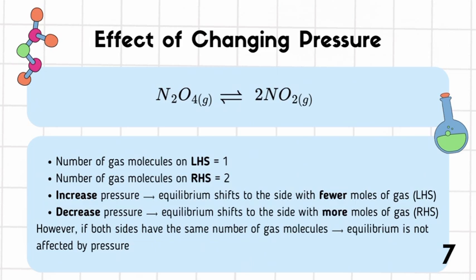For example, N2O4 is in equilibrium with 2 moles of NO2. On the left, there's 1 mole of gas. On the right, there are 2 moles of gas. If pressure increases, the equilibrium shifts to the left towards fewer moles of gas. If pressure decreases, equilibrium shifts right towards more moles of gas. If both sides have the same number of gas molecules, pressure change has no effect.